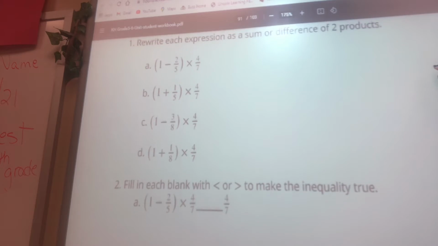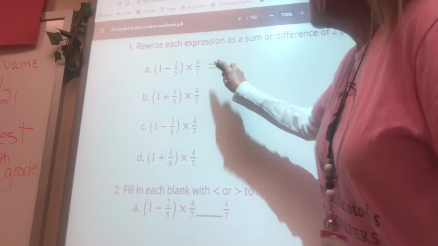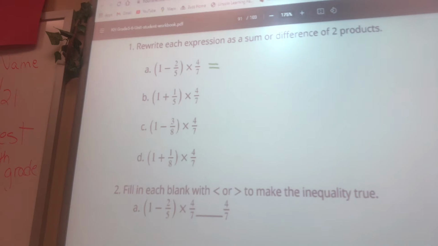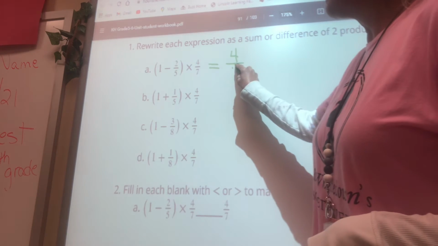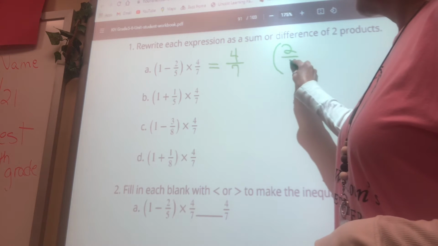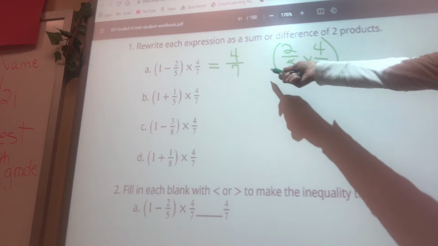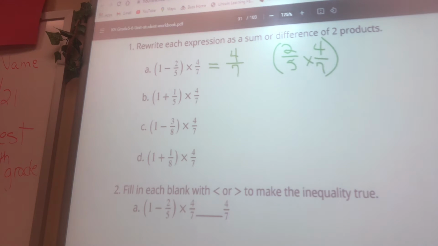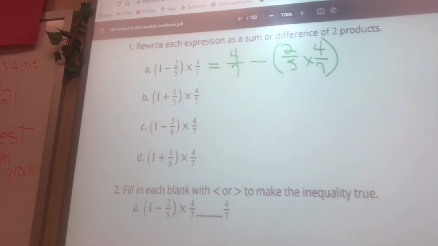All right. Now, all they want you to do is take these, and it says write as the sum or difference of 2 products. All that means is we're going to do it as distributive property. So we're just going to spread it out or distribute it differently. What would go in here, a plus or a minus? A minus, because all I'm doing is distributing things differently.